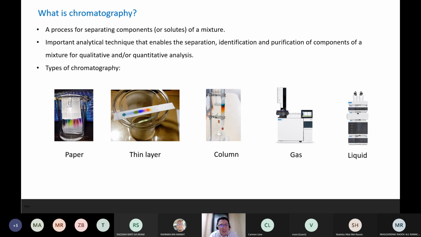So types of chromatography: there's paper, thin layer, column, gas, and liquid. The gas and liquid chromatography here is a little bit more complicated than the simpler paper, thin layer, and column chromatography. I believe paper chromatography is something we used to do back in school days. Using gas and liquid chromatography in industry opens up a whole new area to explore, not just from a routine analytical standpoint, but also from an R&D standpoint. Can I have the next slide, please?